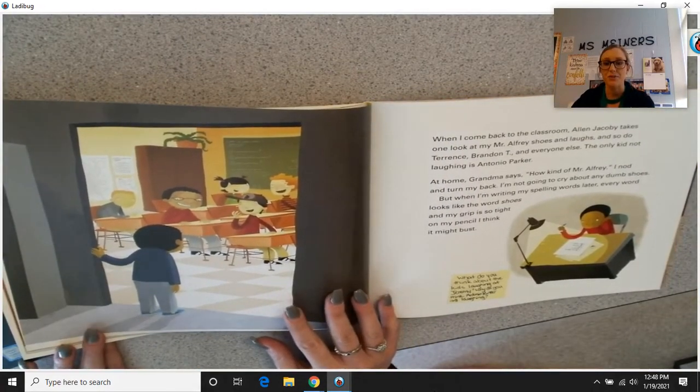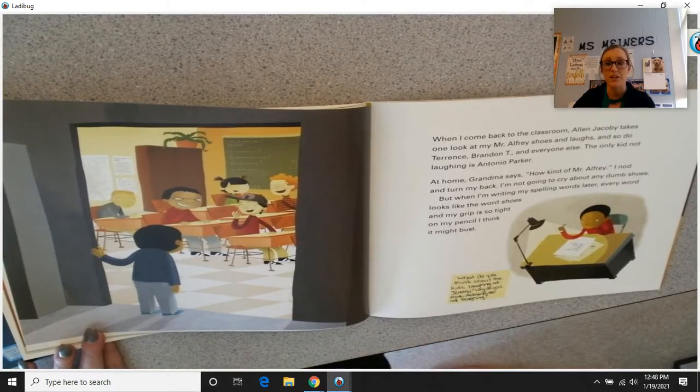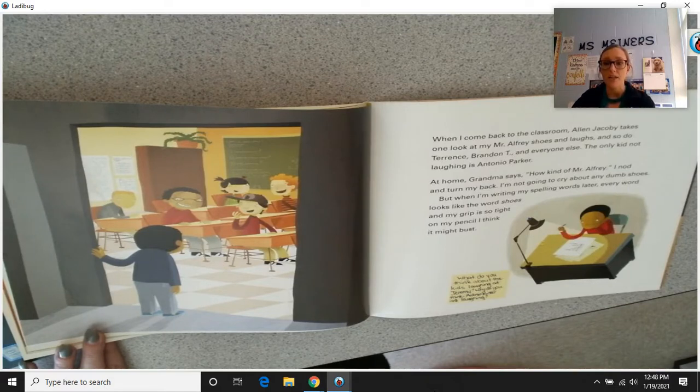When I come back to the classroom, Alan Jacoby takes one look at my Mr. Alfrey shoes and laughs, and so do Terrence, Brandon T., and everyone else. The only kid not laughing is Antonio Parker. At home, Grandma says, "How kind of Mr. Alfrey." I nod and turn my back. I'm not going to cry about any dumb shoes, but when I'm writing my spelling words later, every word looks like the word shoes, and my grip is so tight on my pencil, I think it might bust.